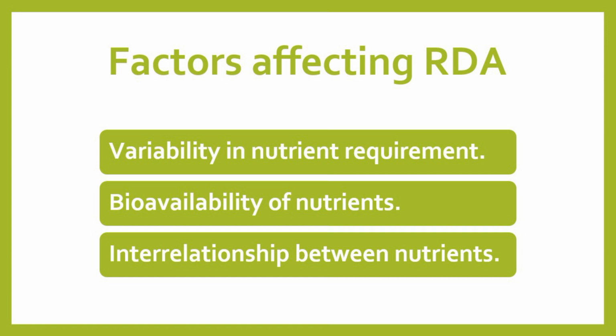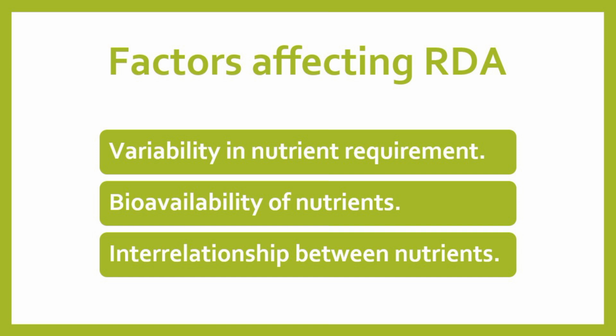One of the first factors is variability in nutrient requirement. RDA differs according to the age, sex, weight, and height. For example, adults require calories and protein only for the maintenance of their body, while children require them for both maintenance and growth. The requirement of iron is higher for women in reproductive age, and a special diet is required in pregnancy and lactation to support fetal growth and milk secretion.